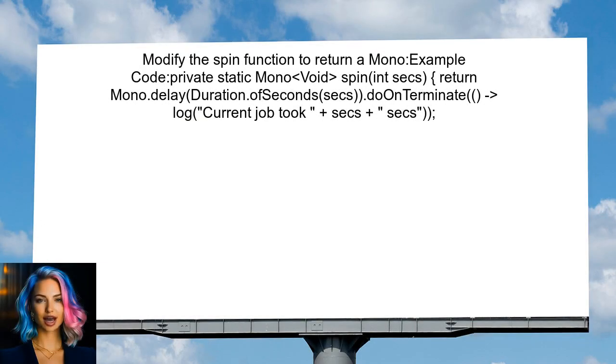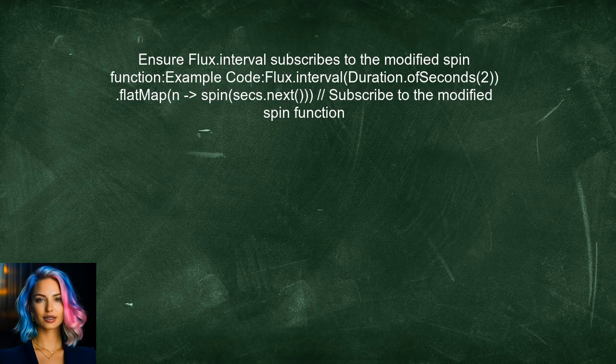Next, the user should modify the spin function to return a mono that completes after the specified duration. This will help in managing the timing of emissions effectively. Finally, the user should ensure that the Flux.interval is subscribed to the modified spin function. This will ensure that the emissions respect the timing constraints.